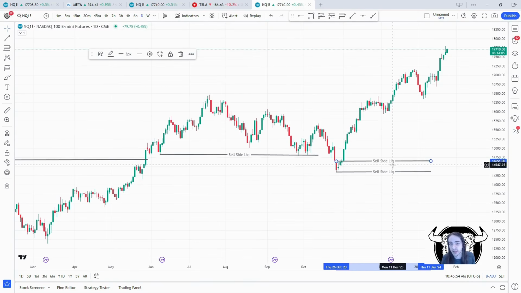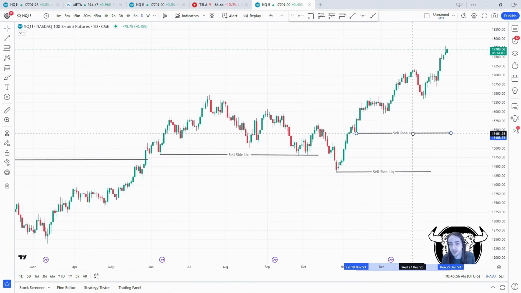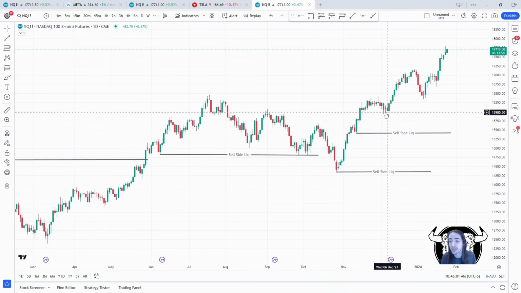And then we could clone that. We have another sell side liquidity, because remember, we're marking out swing lows and swing highs. So these have not been reached yet. So these are still valid, right? So we could use these on our chart to look for potential reversals in the future if the market decides to come back down to these areas.